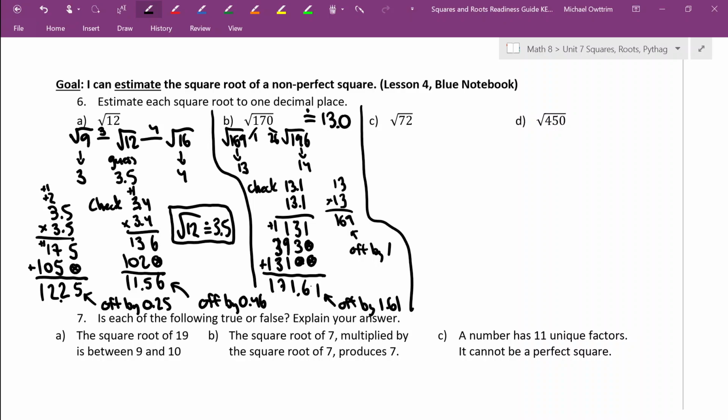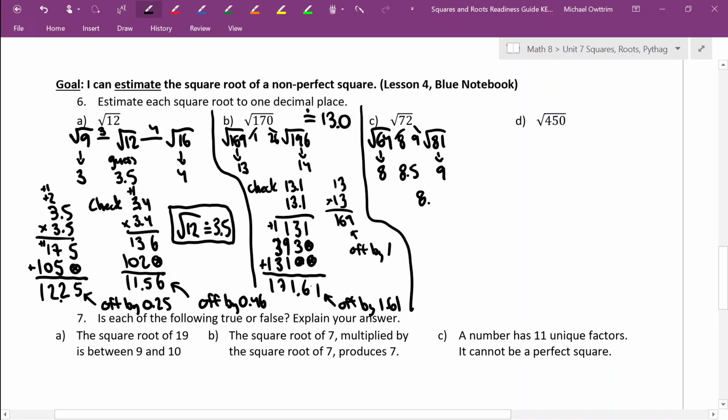Question C, closest perfect squares around 72. The smaller one is 64, whose square root is 8, and the larger one is 81, whose square root is 9. 72 is 8 away from 64, and it is 9 away from 81. So again, we're about halfway between those two. So we're going to guess, I don't know, 8.5.